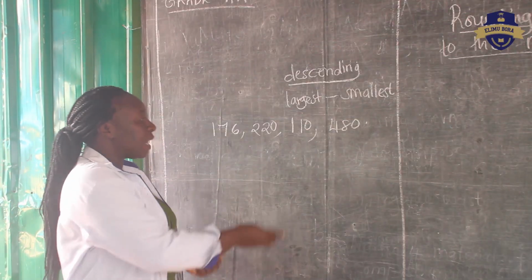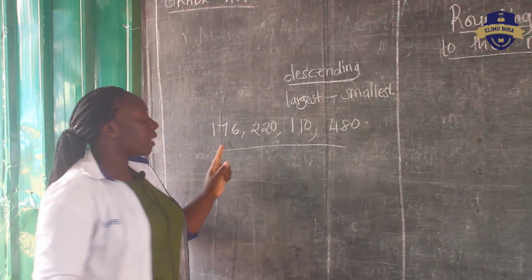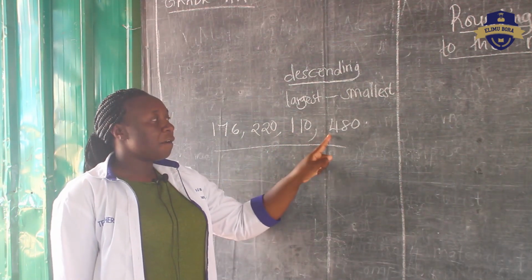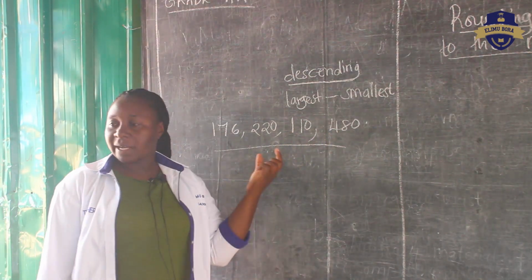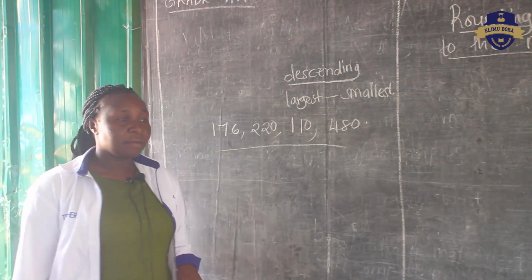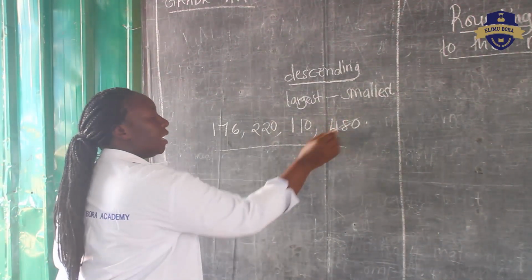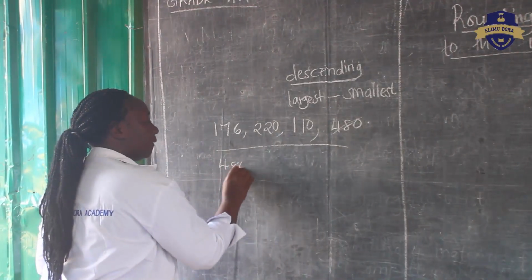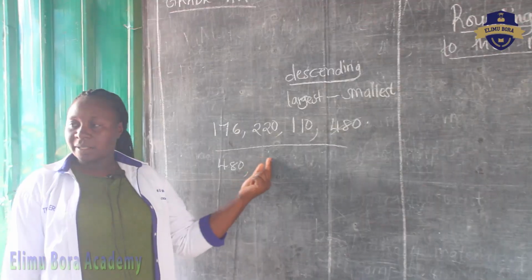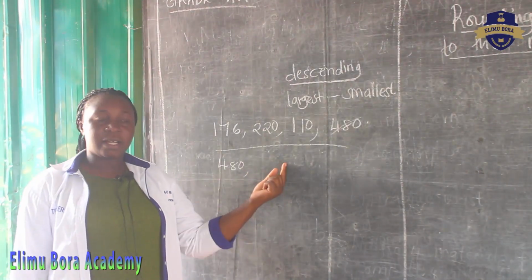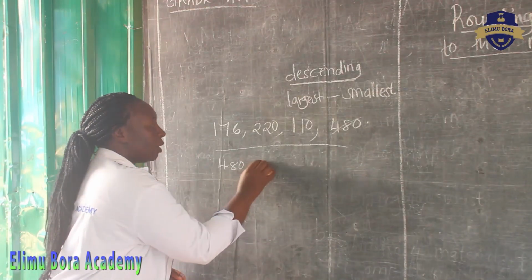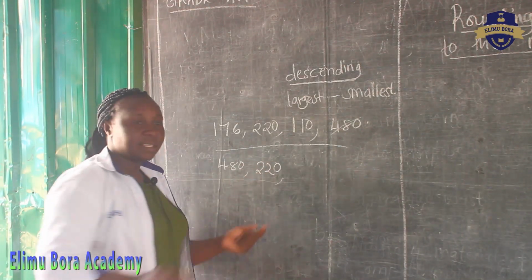Then you look at the numbers, all of them. This is 176, 220, 110, and 480. So among these numbers, which number is the largest? Yes? 480. So you start arranging from 480. It is the largest number, followed by which number? Girls, yes? 220, very good. Next number, very fast.